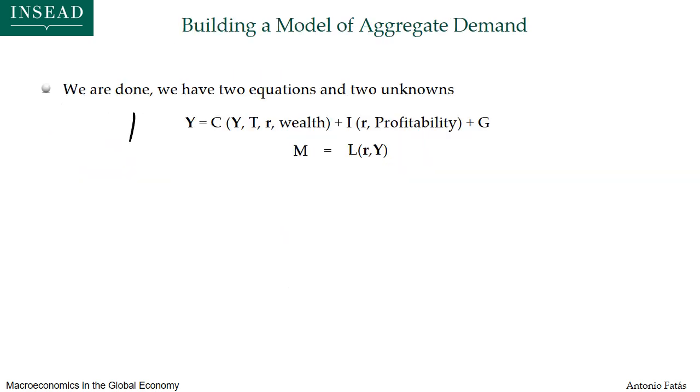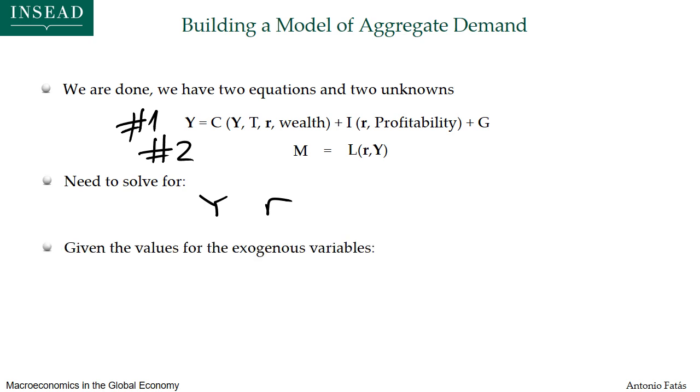Now, we have two equations, one that comes from the components of GDP, one that comes from the money market. And simply now we have to ask the question, what do we need to solve for? What are our endogenous variables? We have two, GDP and the interest rate. And then we have a set of exogenous variables, which is fairly large. We can think about them as taxes, wealth, profitability, government spending, and a few others that we could add.